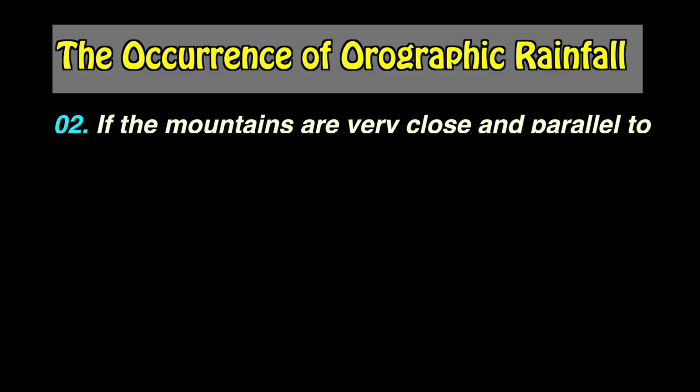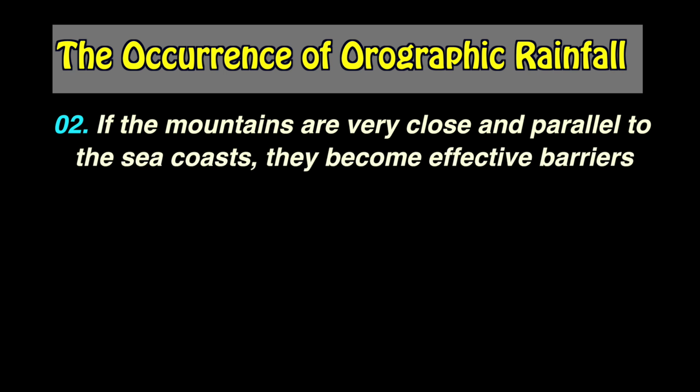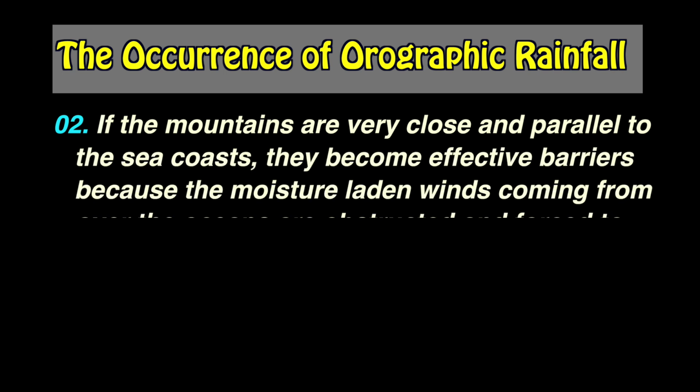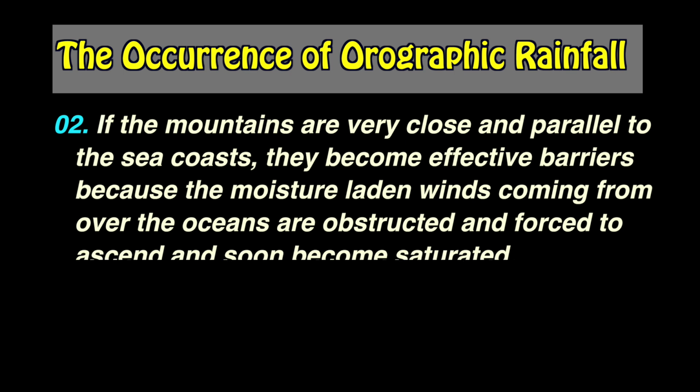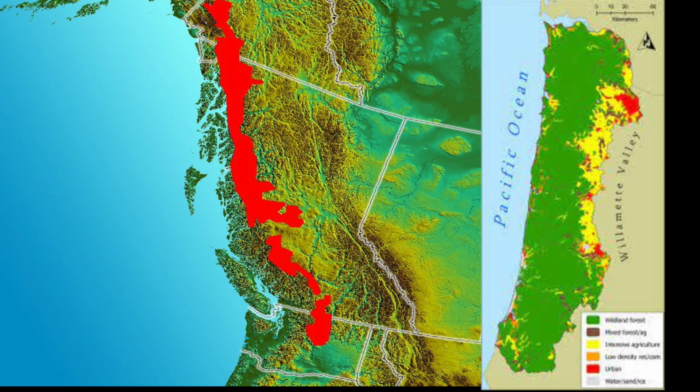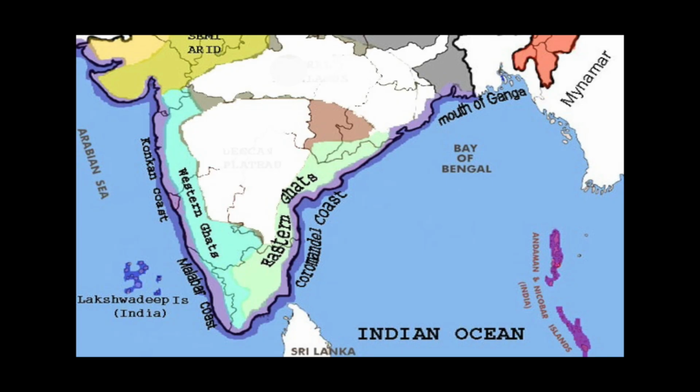If mountains are very close and parallel to the sea coast, they become effective barriers because the moisture laden winds coming over the oceans are obstructed and forced to ascend and soon become saturated. For example, coast range mountains situated on the western margins of North America are parallel to the Pacific coast. Similarly, the situation is the same for the Western Ghats in India, which presents ideal conditions for orographic rainfall.